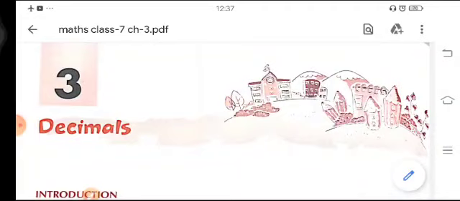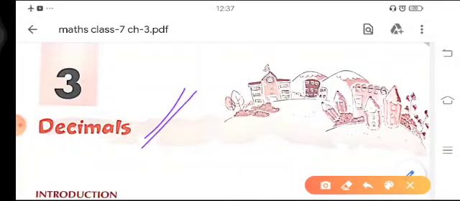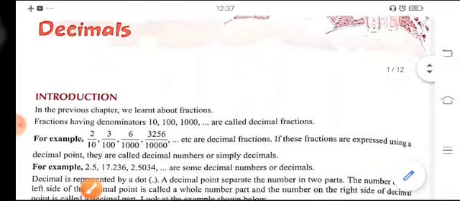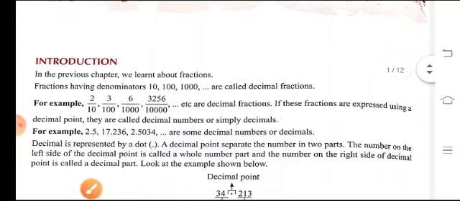So students, in this class, we will start our topic, decimals. Okay, this is your new topic for your class. So first we have to understand what decimals are.